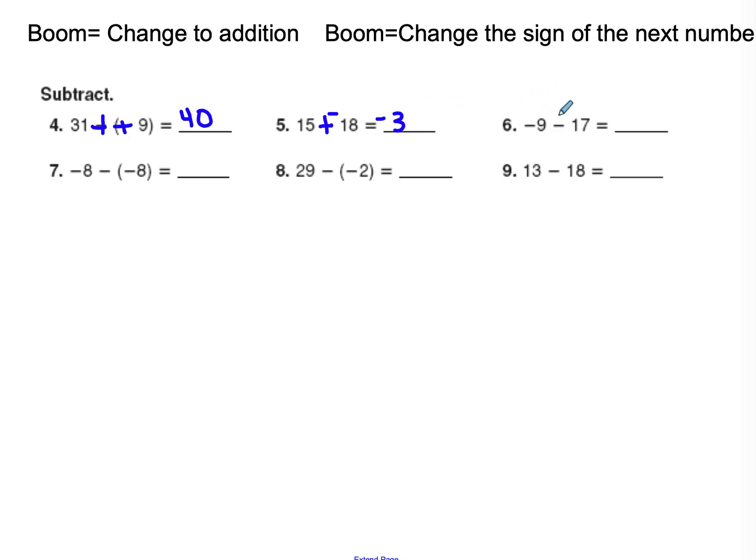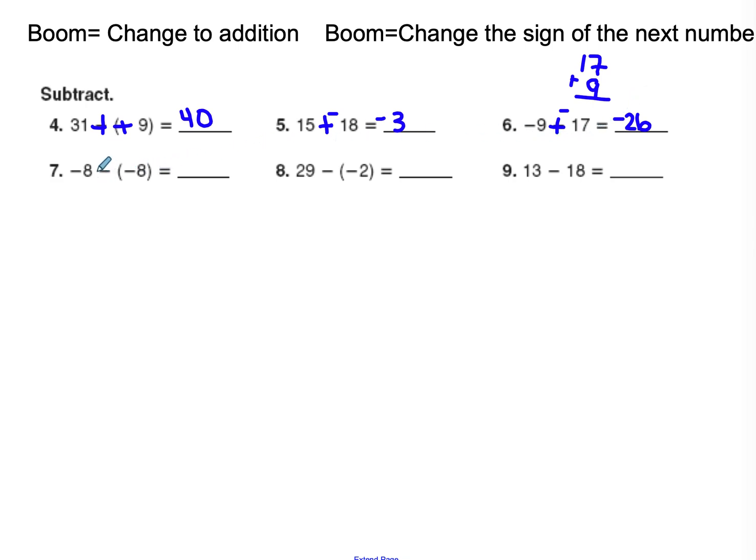Number 6, -9 minus 17. Boom change to addition. Boom change the sign. We now have the same signs. We're going to find the sum. So 17 plus 9, that would be 26. And they're both negative, so my answer has to be negative. Remember, once you get to those 2-digit numbers, if it's going to make you more comfortable, feel free to write it this way. You can write it vertically and line up those place values if that makes it easier for you.